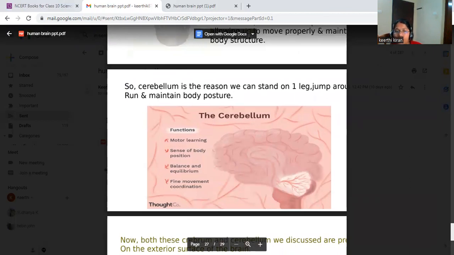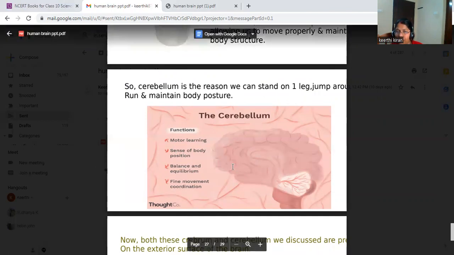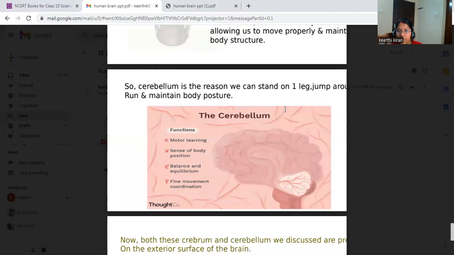See here the functions of the cerebellum. They are motor functions like motor learning, sense of body position, balance and equilibrium, fine movements, and coordination. All those things are handled by the cerebellum. Understand?